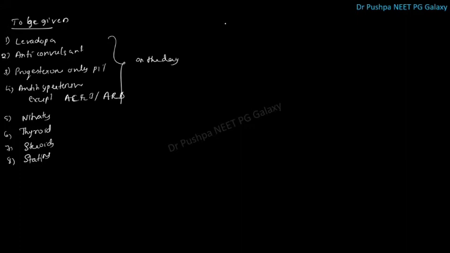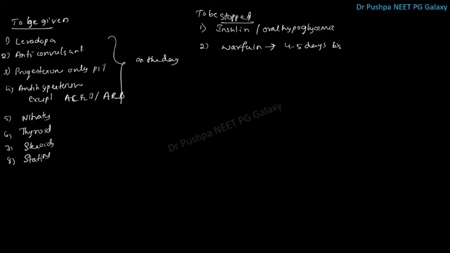What are the drugs that have to be stopped before surgery? First one is insulin or oral hypoglycemic drugs. Second one is warfarin. Ideally, this has to be stopped 4 to 5 days before the surgery. Low molecular weight heparin, the last dose can be given 12 to 14 hours before surgery.